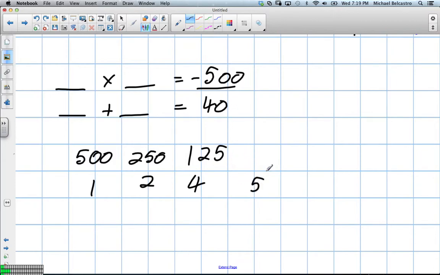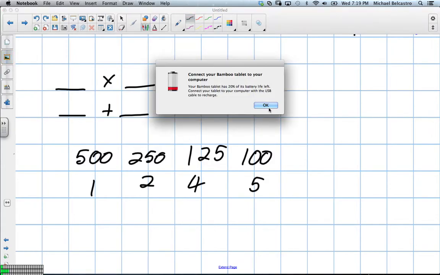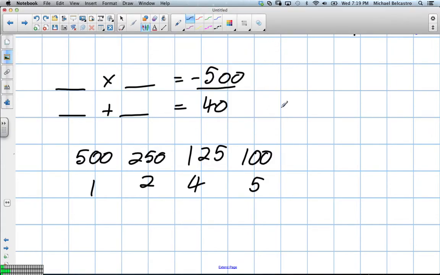5 goes in 100 times. 6, because 2 and 3 don't get in, doesn't go in. 7, I don't believe it goes in. 8, nope. 9, no, doesn't go in. 10 will go in.